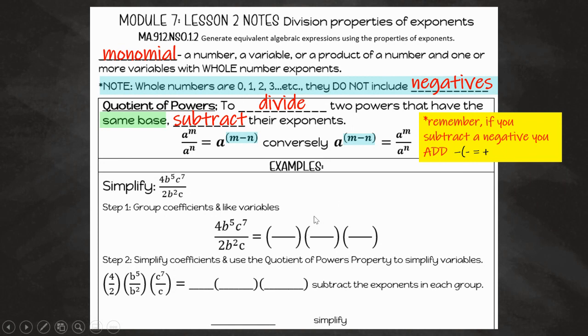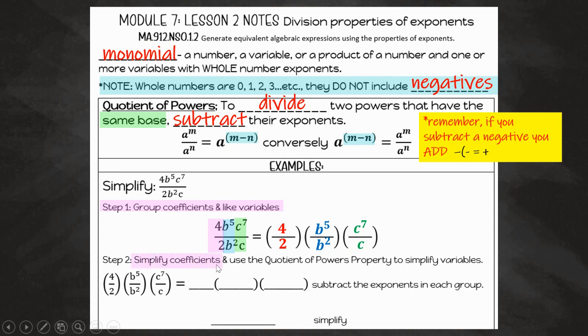All right, moving back to our example, group coefficients and like variables. So we have 4 over 2. So we're going to list that here in our first parentheses. b to the 5th over b squared. And then c to the 7th over c. So the reason why we're grouping this is so that we can keep everything organized, okay?